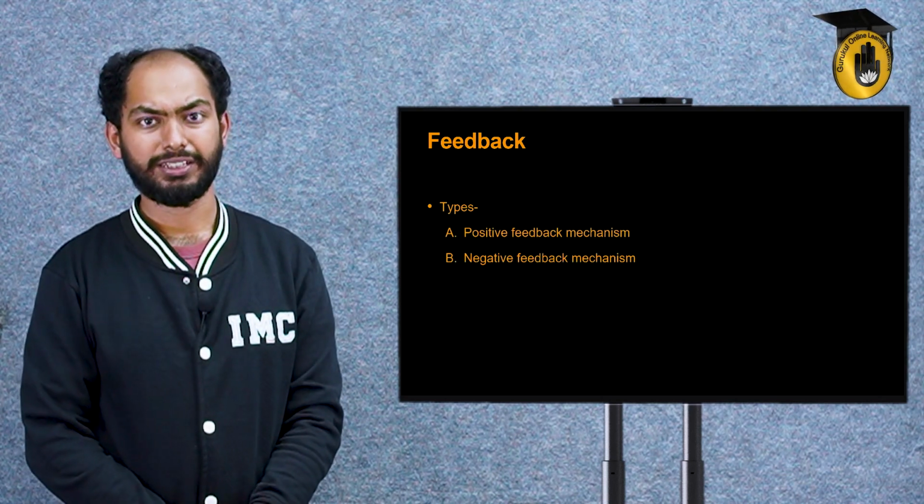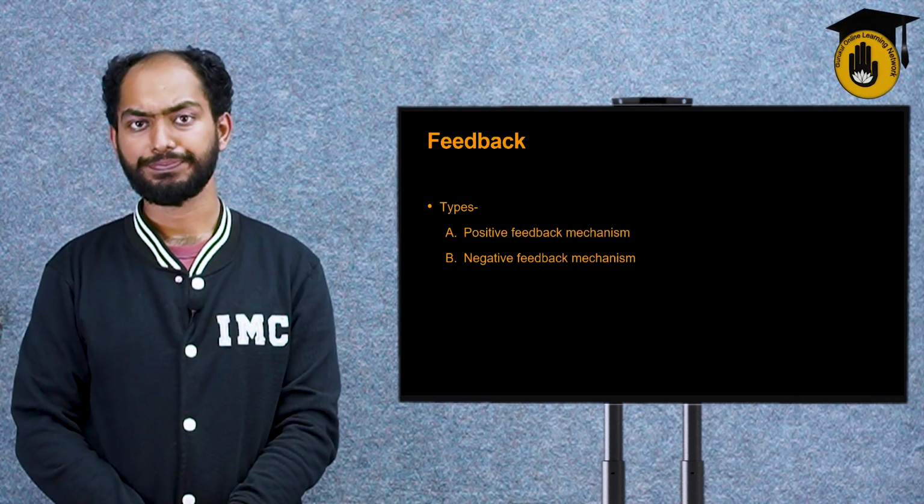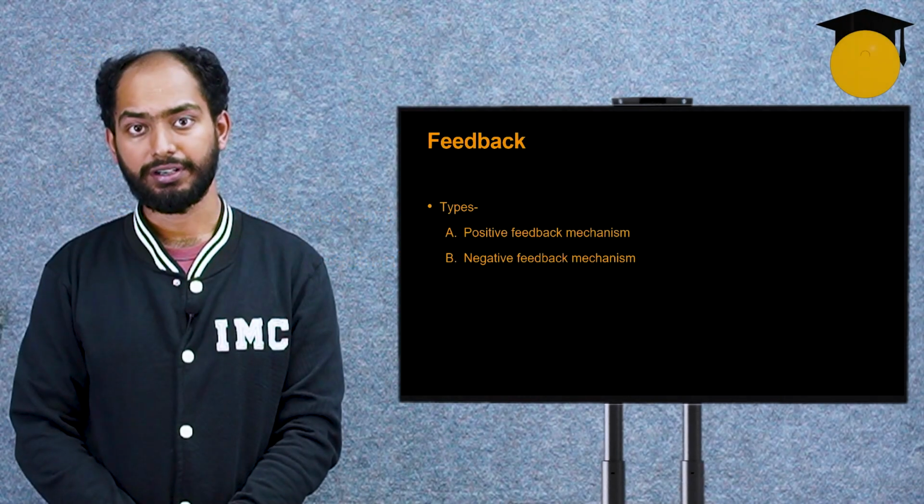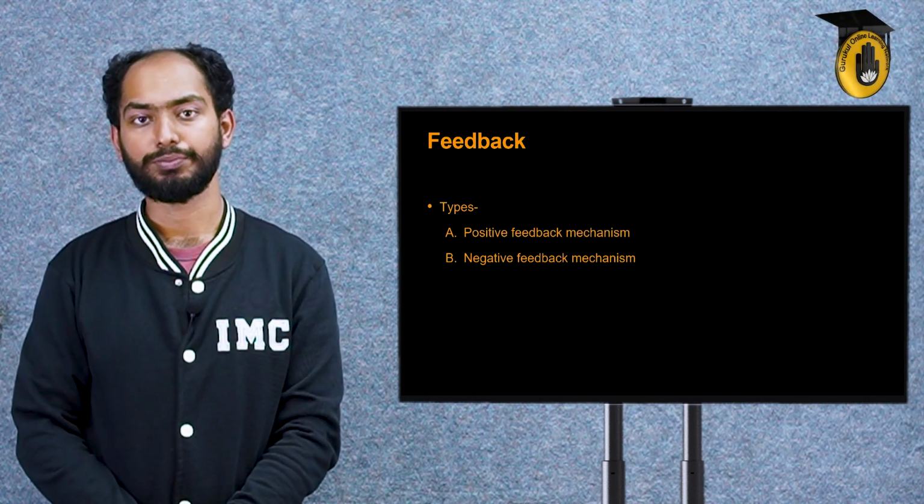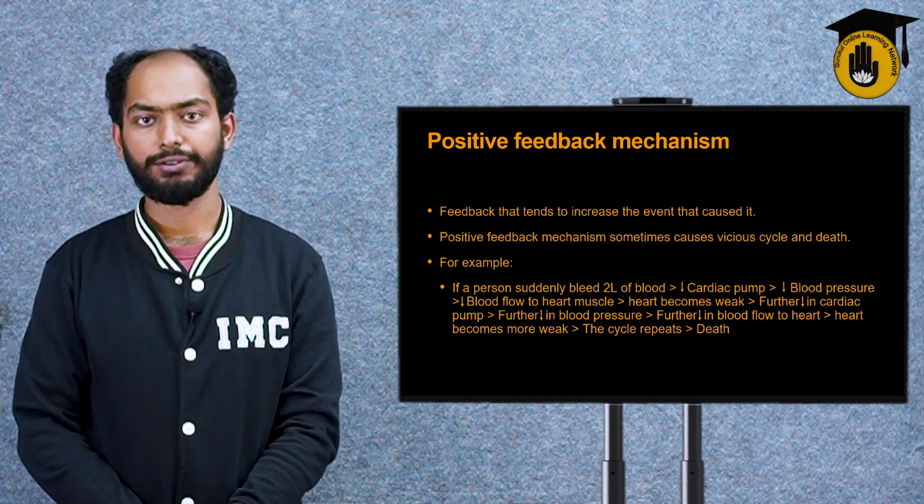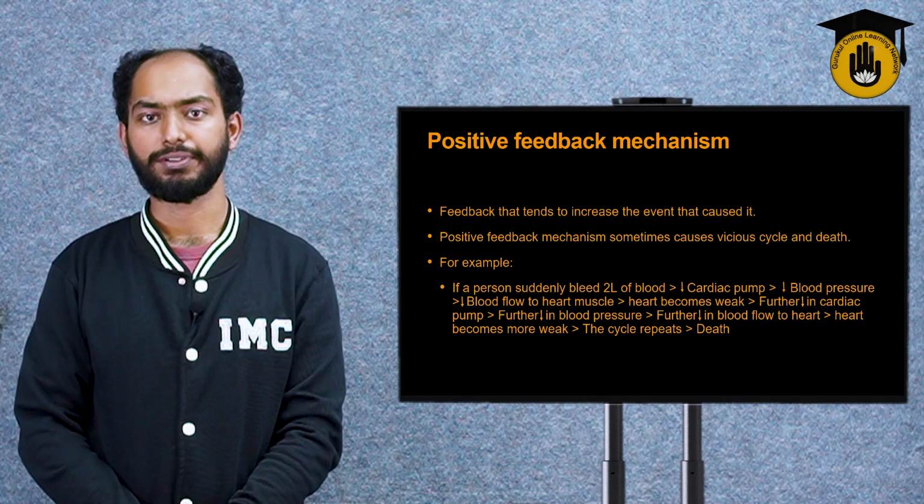There are basically two types of feedback in our body, known as the positive feedback system or positive feedback mechanism, and the negative feedback system or negative feedback mechanism. These two feedback mechanisms work in our body separately, on different occasions, to help us maintain our normal physiological condition. So let's first discuss the positive feedback mechanism.